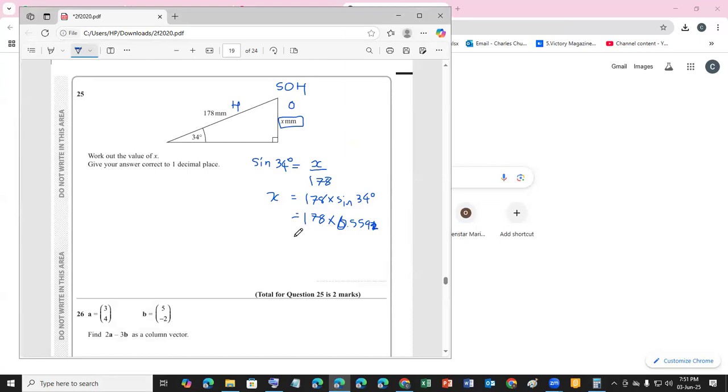Okay, so can you multiply this for me? 178 times 0.5592. So that will give me my value for x before we take it to one decimal place. 99.502.